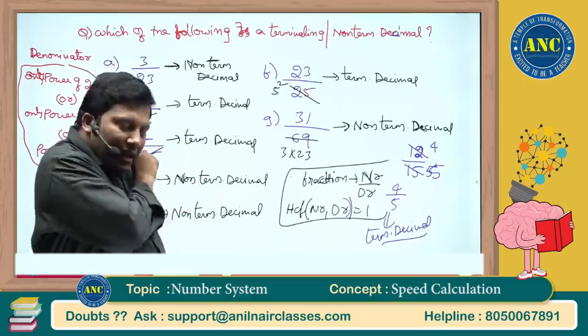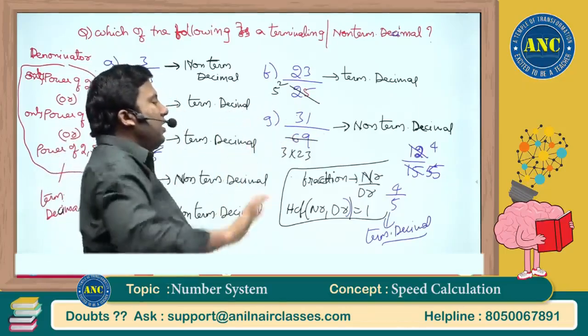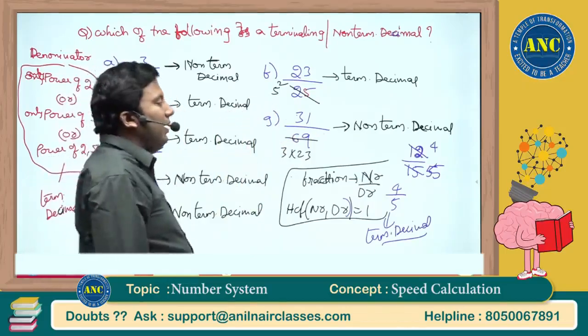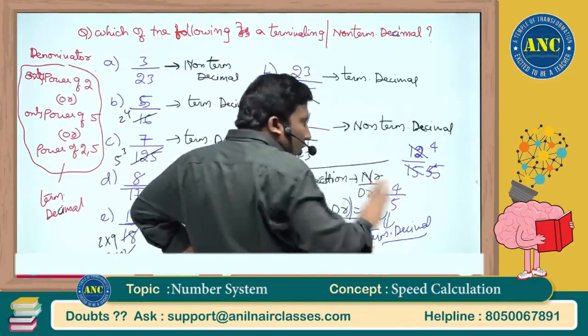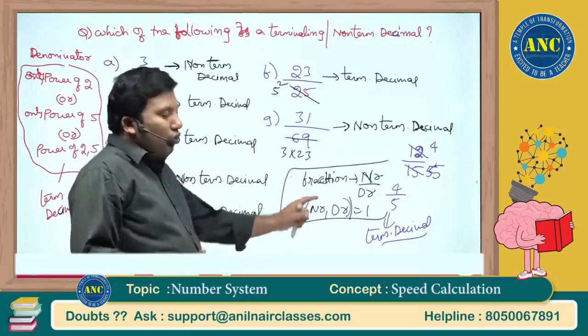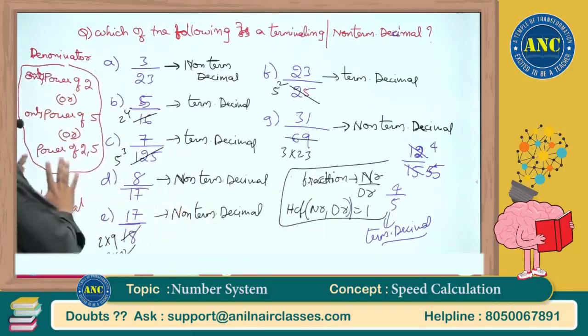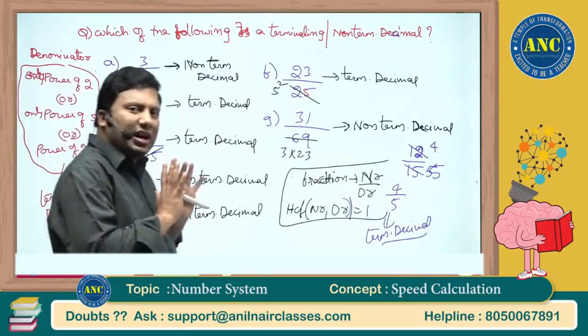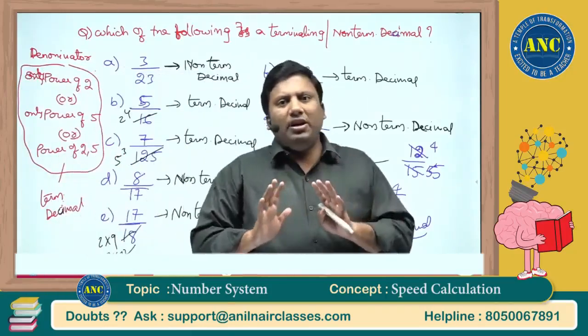12 comma 15. In a hurry, don't write that it will give a non-terminating decimal. 12 and 15 are not co-prime to each other. Condense it. 3 4s are 12, 3 5s are 15, so 4 by 5. Very, very important slide. I hope the concept is clear to you.